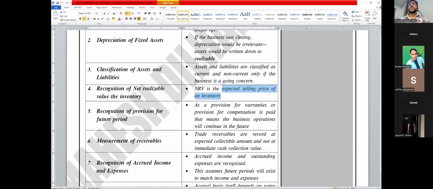As a provision for warranty or provision for compensation is paid, that means the business operations will continue in the future. From the business's viewpoint, think about this: I have a mobile phone business and you all are my customers. Whenever I sell a mobile phone, I'm giving a warranty. What do you mean by giving a warranty? In the next year, if something happens to your phone, I'm going to repair it at my cost. I can do it because there is a going concern in my business. Understood? Perfect.